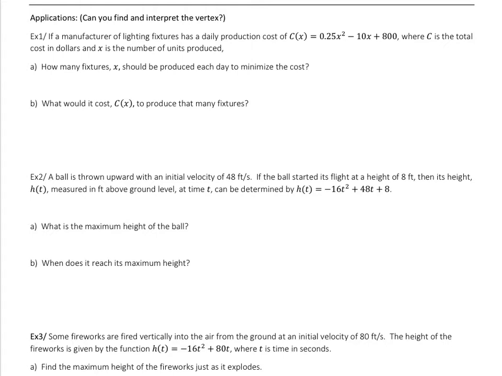So in the first example, you can see it says if a manufacturer of lighting fixtures has a daily production cost of this function here, where C is the total cost in dollars and x is the number of units produced. The question is, how many fixtures x should be produced each day to minimize the cost? And this is an important word here, minimize.